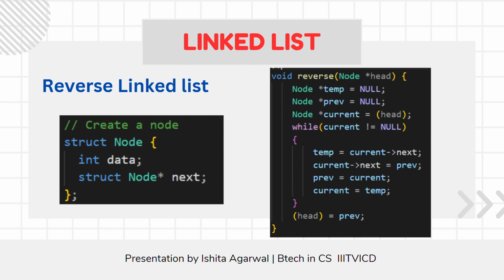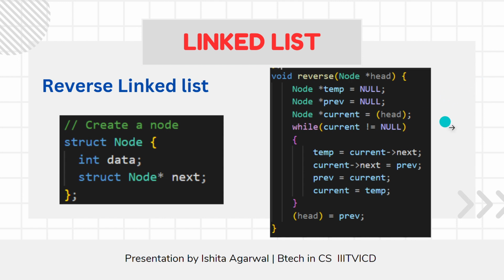We are going to store the current next in a temporary node. So the temp will contain the current next. Now we have already stored the current next in the temp, so now current next will become the previous element. In this way the link will be reversed, and the previous will now become the current element, and the current will now become the temporary variable.